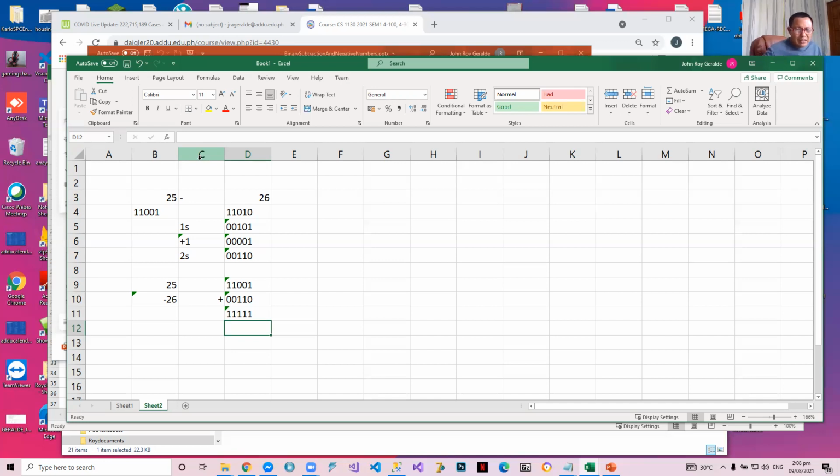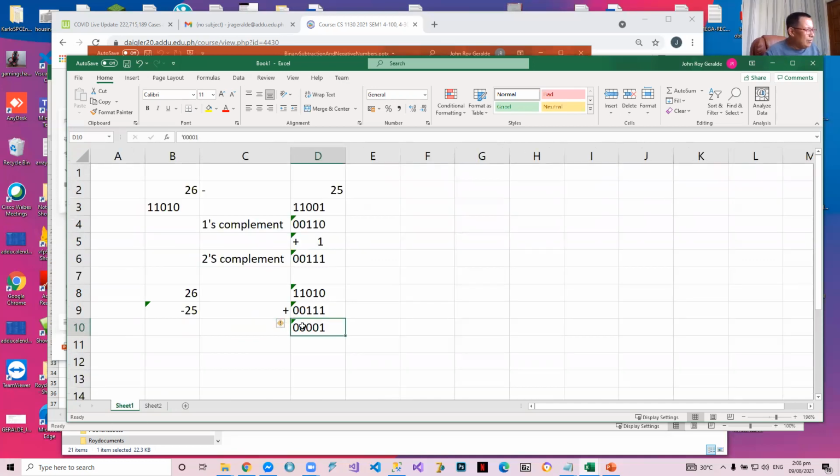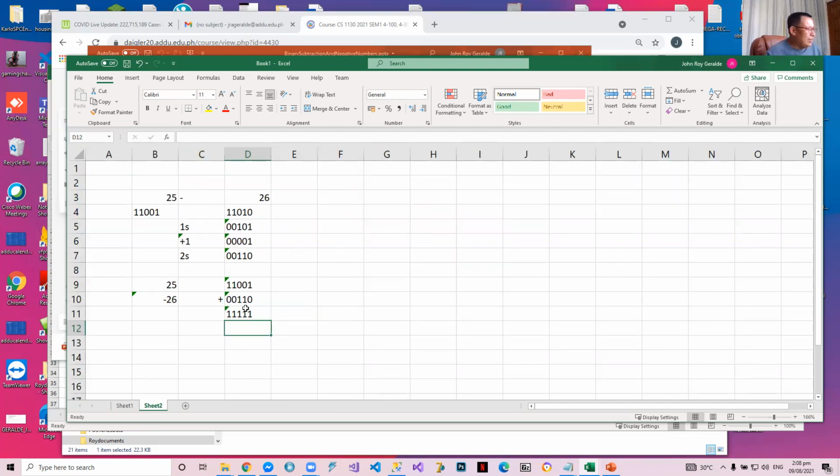When the last carry is a 0, the result is in 2's complement form. Unlike here, where the last carry is a 1, so the result is in 1's complement. The last carry of 0 means negative, no? Wait a moment, because we should have something negative here. How do you know that it's a negative number?